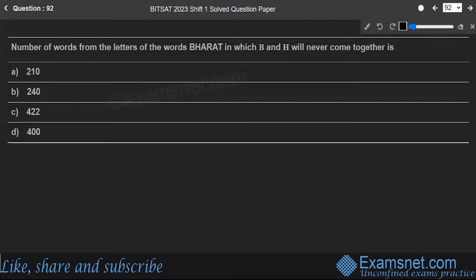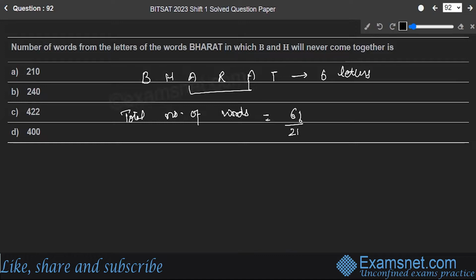Next is question number 92. Number of words from the letters of the word Bharat in which B and H will never come together is. So how many letters are there in Bharat? 1, 2, 3, 4, 5, and 6. So you have 6 letters in this word. Of them, 2 are identical, like A is identical. So now the total number of words will be 6 factorial upon 2 factorial, which is equal to 360.